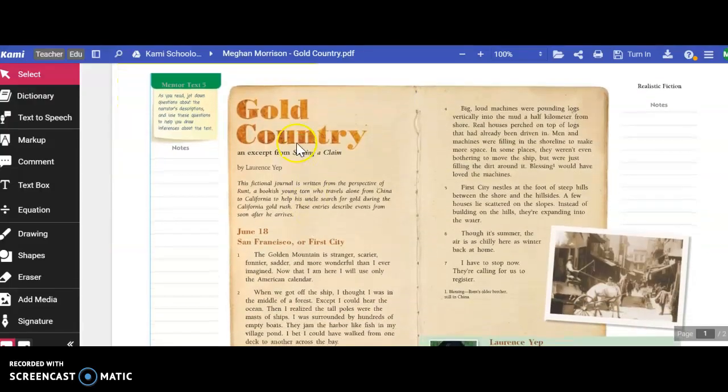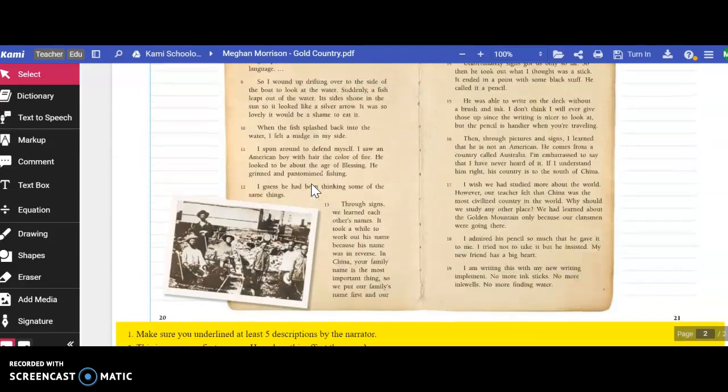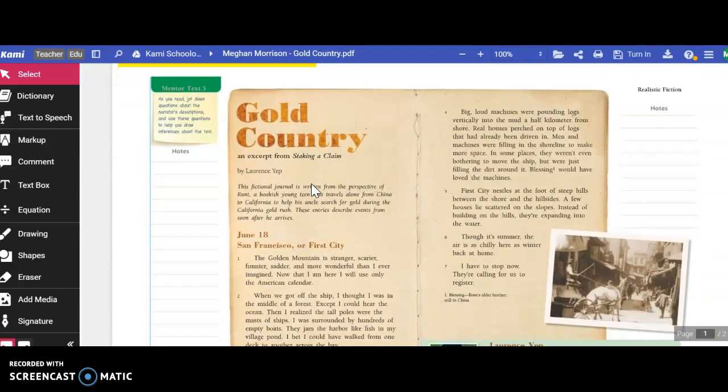So, it's an excerpt from a longer book. It is a little bit longer, but it's interesting because it's a journal entry from the perspective of a teen who travels from China to California during the gold rush.